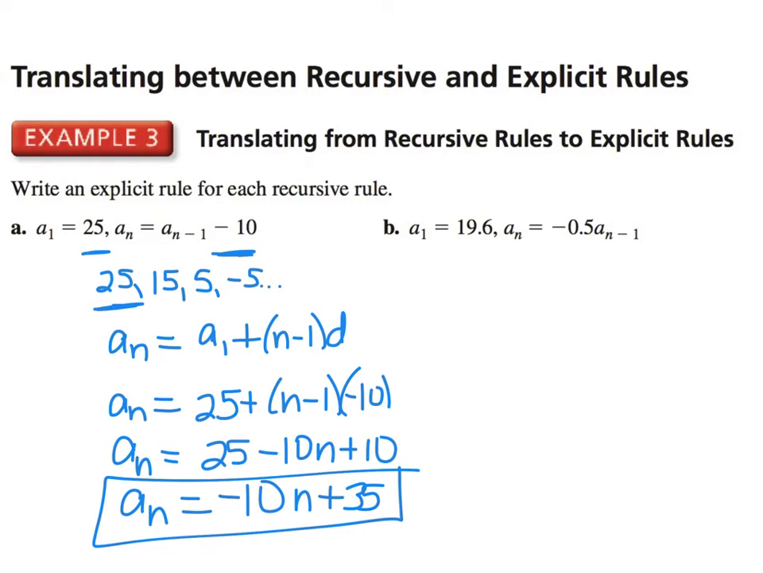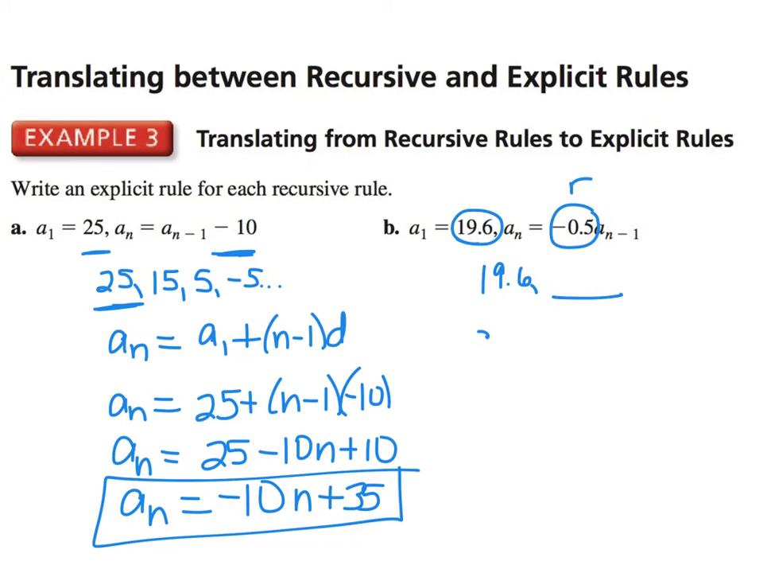All right, going to our next one, let's write a rule based from this recursive rule. Now, by the way, you'll hear me say a lot, explicit rule, recursive rule. That's just an equation. So the next one, this right here is geometric. If you looked at your first term, it'd be 19.6. The second term would be multiplying by negative a half, or negative 0.5. And you could continue that on. But we need our r value, which is negative a half, and our first term.